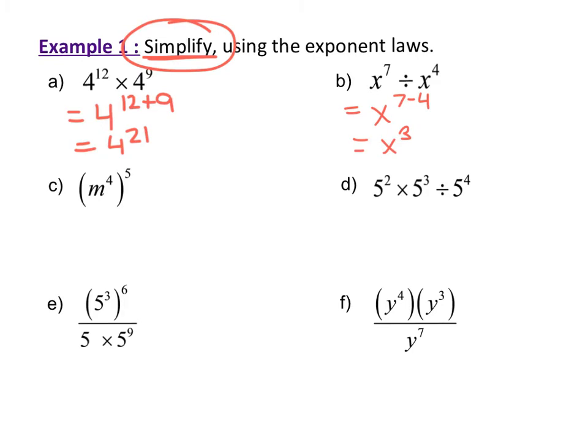Question C, okay? Power to a power. We end up multiplying the powers. I like to use brackets, okay? I think you need to get in the habit of using brackets, because if you start using x, it starts to look like a multiplication sign, and you're going to get confused. Start using brackets, okay? So 4 times 5 here is like saying m to the power of 20, okay?